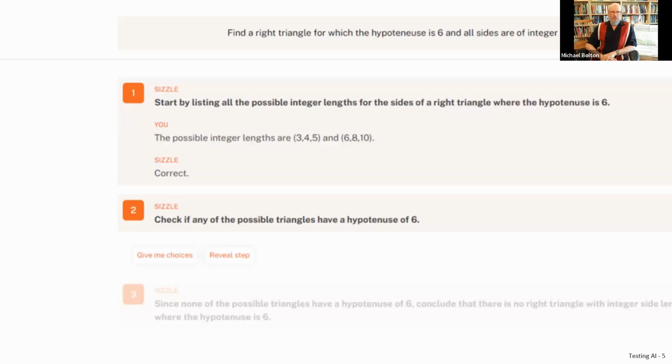Well, wait a minute. How is it correct? Because I listed all the possible integer lengths for the sides of a right triangle where the hypotenuse is 6, but it said I was correct.